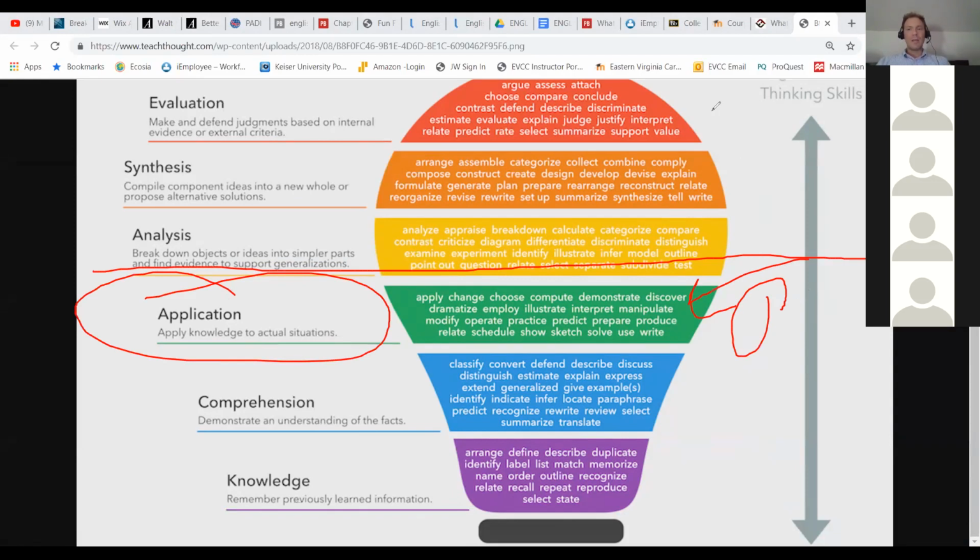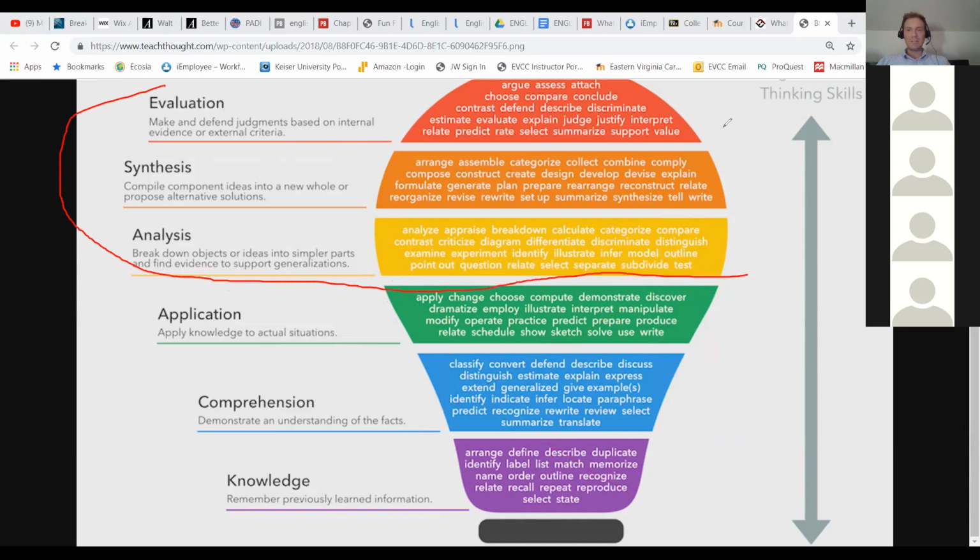What we're going to be doing in composition two, and I mentioned this I think in my opening video, is that composition two is so much less about lower order thinking, and much more about higher order thinking. And what is higher order thinking? It's these right here: evaluation, synthesis, and analysis.